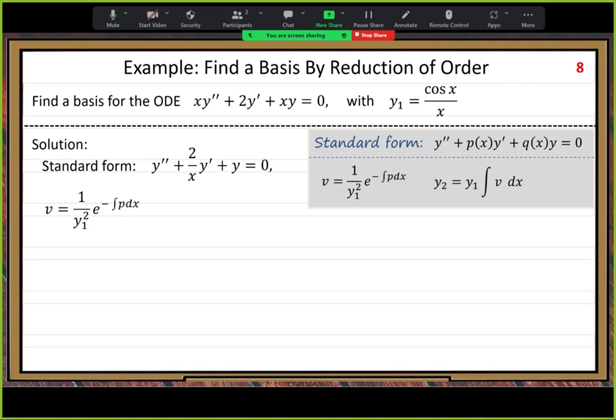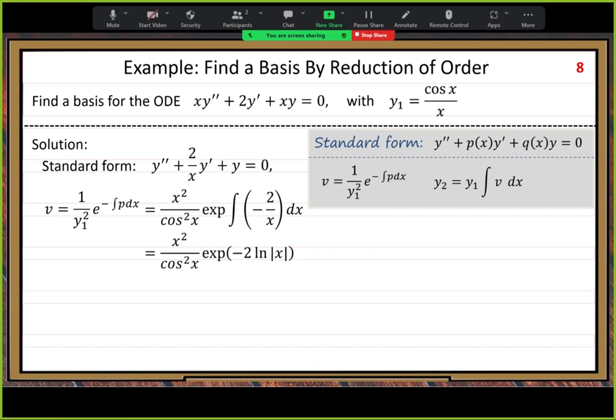So we can calculate our v function. y1 is given, so we can write 1 over y1 squared. So we take a reciprocal. Then the exp function of the integral of the p function. Then the exponential function has its exponent -2 times ln of absolute value of x.